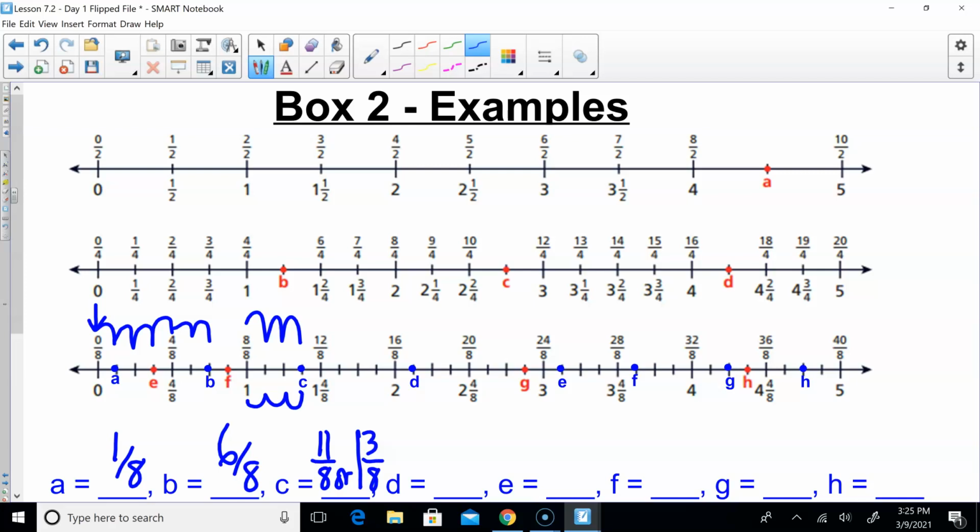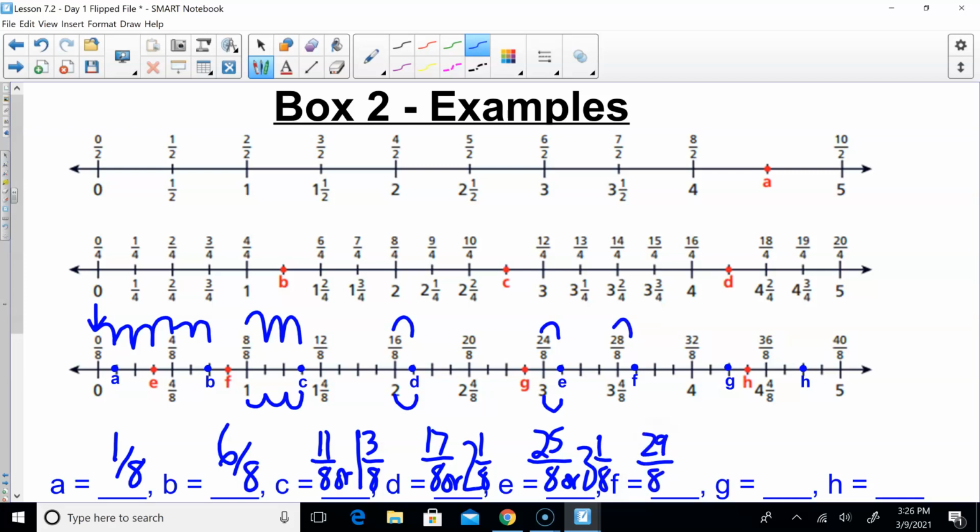Our D then, as we notice, is really close to here, 16/8, so we make one more leap. That would be 17/8, or we're close to 2 and 1/8 because we're 1 over from the 2. We'll go to where letter E is. Well, we're close to 3, so we have 3 and 24/8. This would be 25/8, or 3 and 1/8. F is right by 28/8, so I make 29/8, or 3 and 5/8.